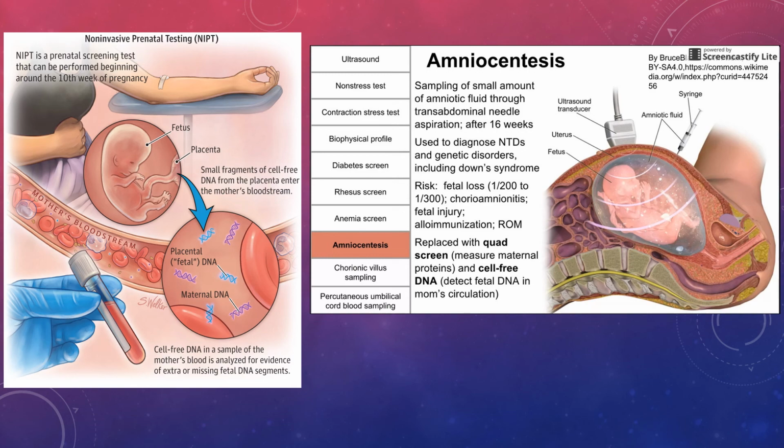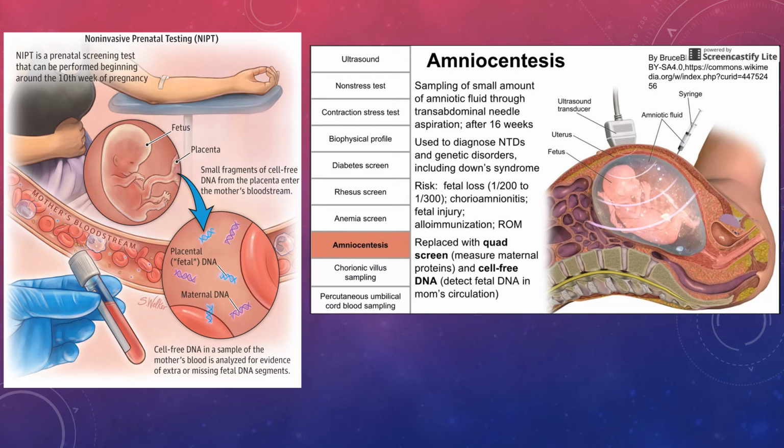Next, this is amniocentesis. Amniocentesis is an invasive procedure where a small amount of amniotic fluid is taken out from the placenta, and then a needle called a transabdominal needle is inserted into the uterus, and a sample is taken out. This is done usually after 16 weeks of pregnancy. This amniocentesis test is used to diagnose neural tube defects and genetic disorders such as Down syndrome.